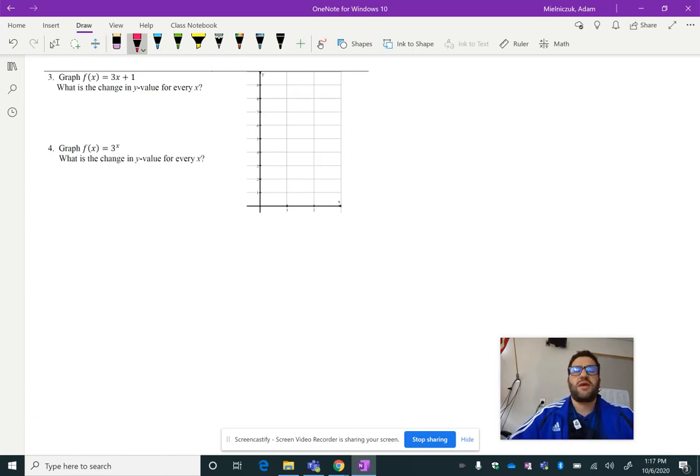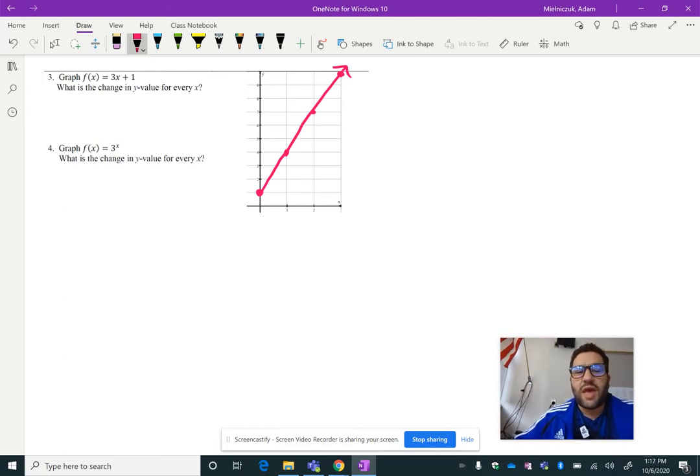So, question 3 says graph f(x) = 3x + 1. We should know that our y-intercept is at 1, and then we go up 3 over 1 to get the next point, up 3 again over 1 to get the next point. Then we can connect those with a line. So this is linear. It goes up the same amount each time. As x increases by a certain amount, y increases or decreases by a certain amount.